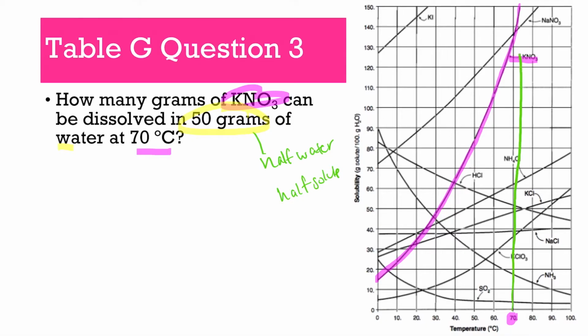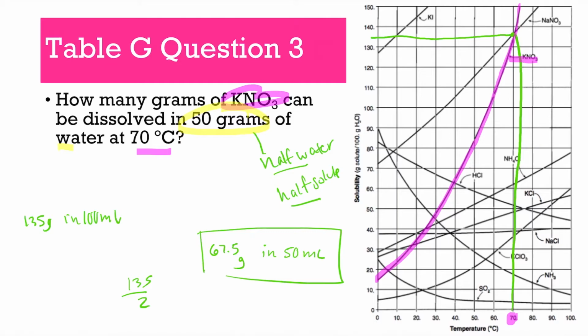So again, at 70 degrees, if you go up, up, up, up, up, and go across, again, we have 135 grams in 100 mL of water. And so if we have half the water, we're going to cut that in half. So in 50 milliliters, 135 divided by 2 is 67.5 grams. And so that's it on that part. So again, if you have the water, you have the amount of stuff you can dissolve in it. Okay.